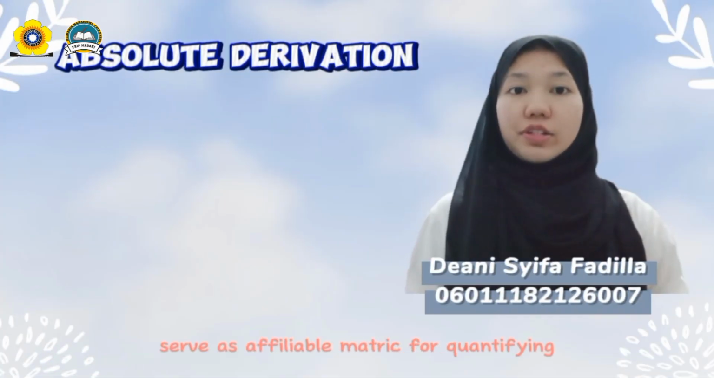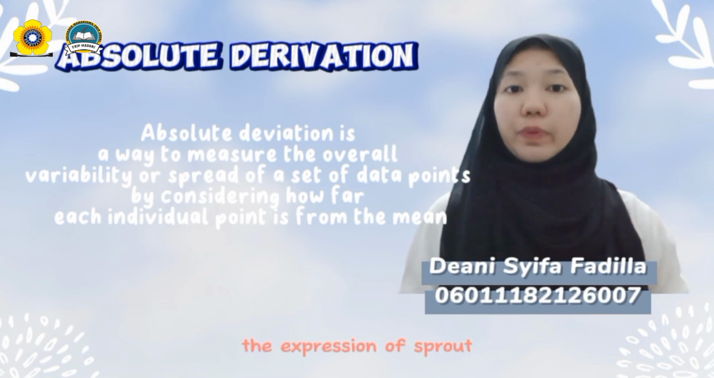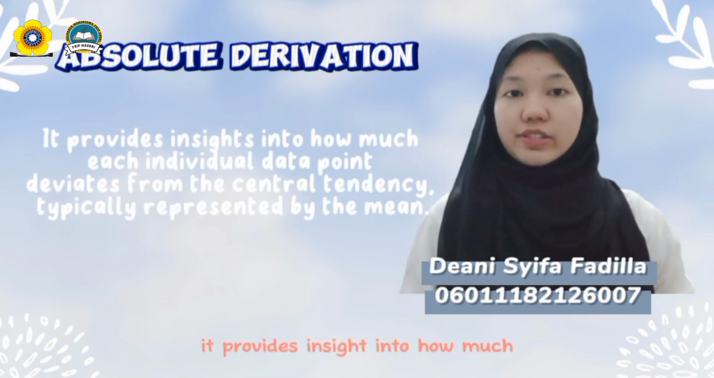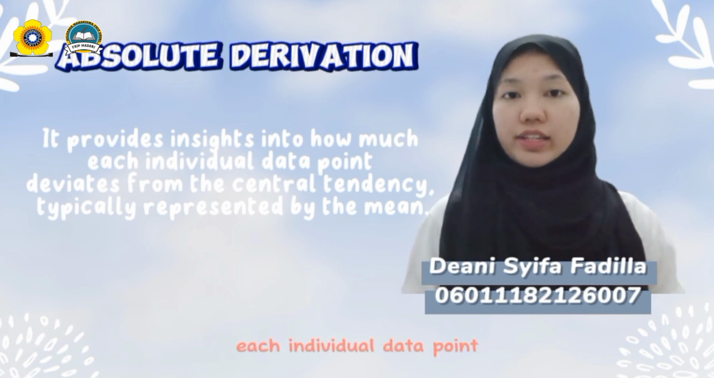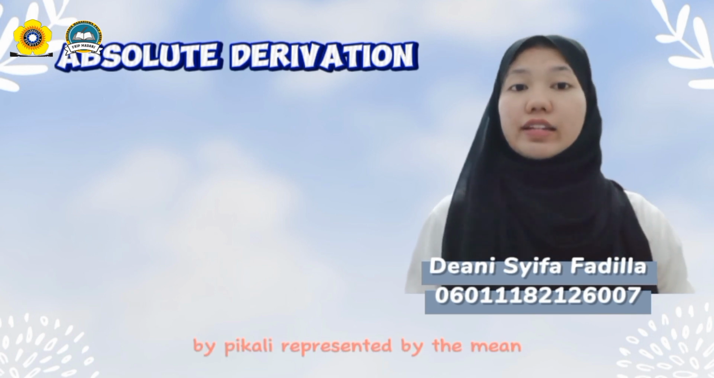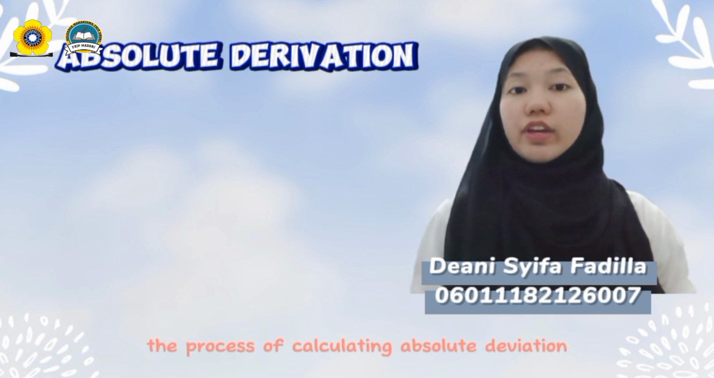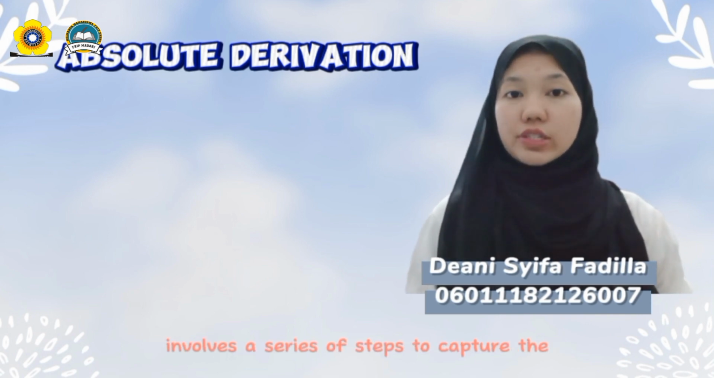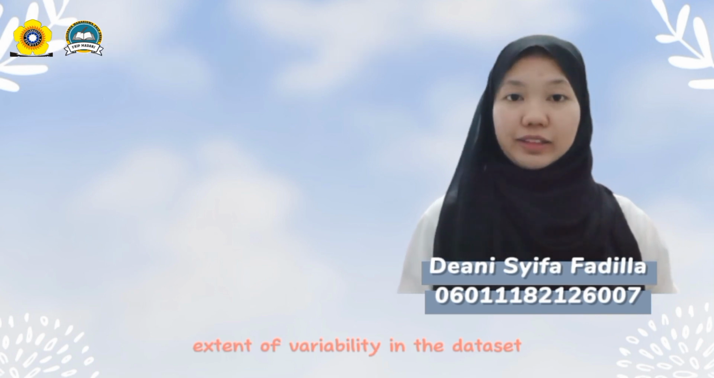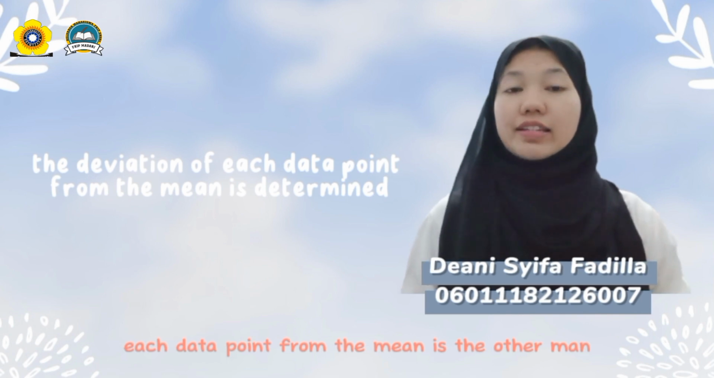Absolute deviation serves as a valuable metric for quantifying the dispersion of spread within a set of data points. It provides insight into how much each individual data point deviates from the central tendency, typically represented by the mean. The process of calculating absolute deviation involves a series of steps to capture the extent of variability in the dataset. To begin with, the deviation of each data point from the mean is determined.